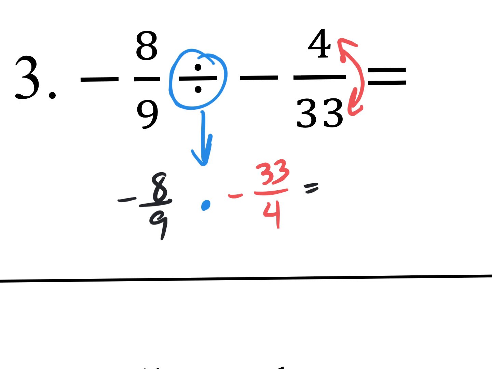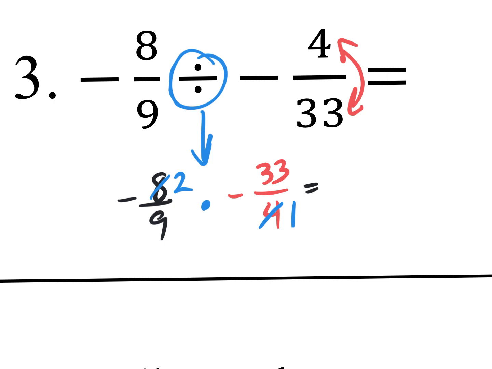But do you guys really want to multiply 8 times 33 and 9 times 4? Forget that. Those are going to be huge numbers. It's better to reduce first and then multiply. So what could we reduce? 8 and the 4, absolutely. I could reduce the 8 and the 4 both by what? By 2, but even better, I could reduce both by 4. So 4 divided by 4 is 1. 8 divided by 4 is 2. You could have reduced by 2, but you'd have to continue reducing later.